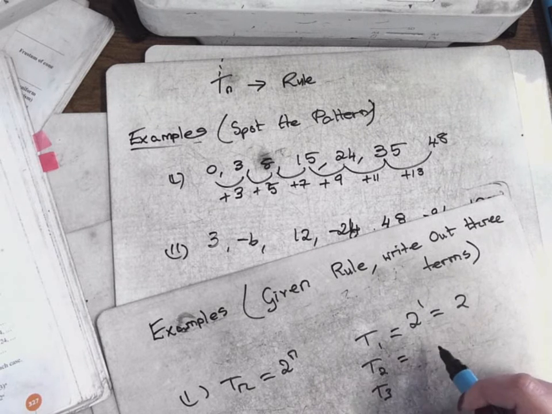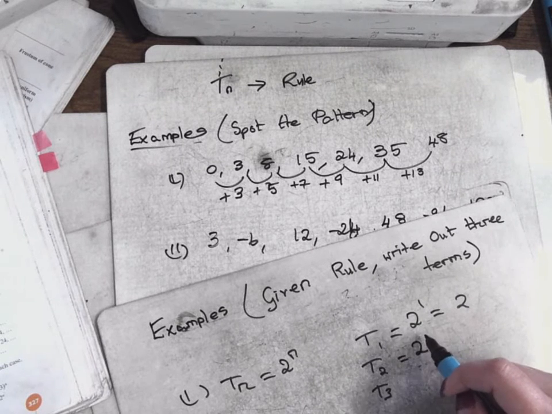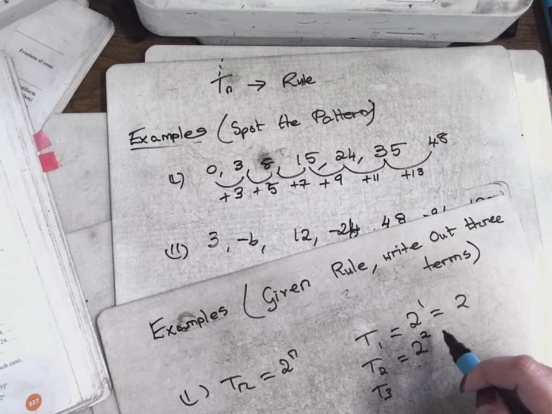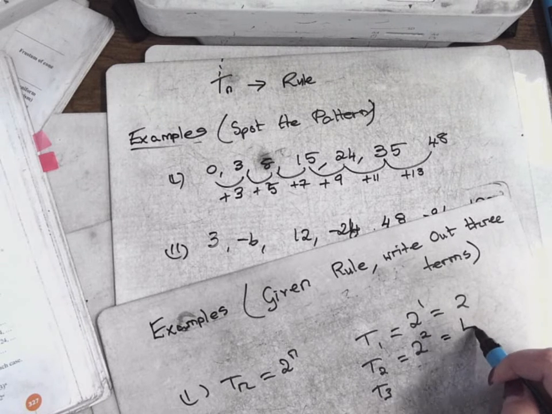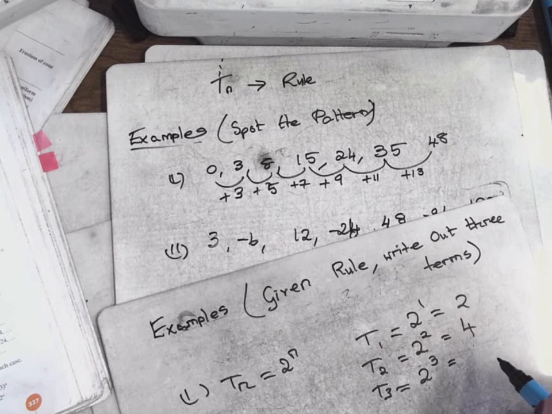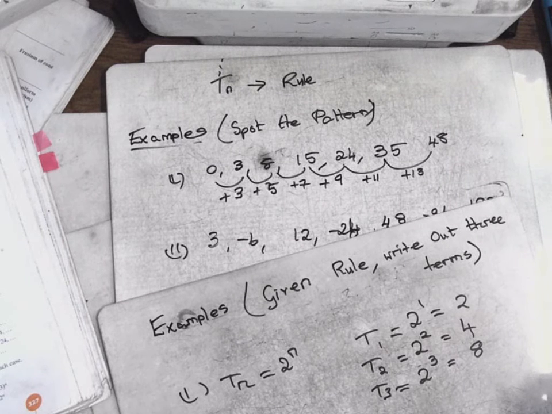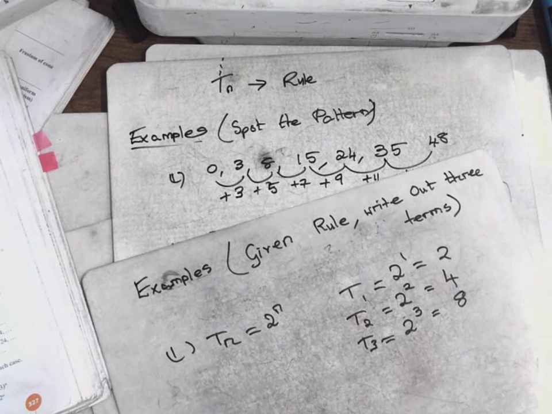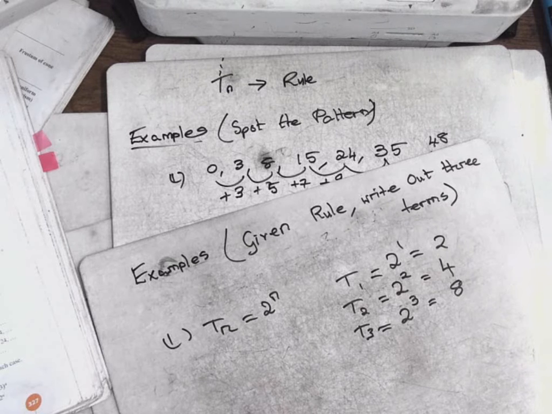Term number 2 would be 2 to the power of 2, which would be 4. And the next one is 2 to the power of 3, which would be 2 by 2 by 2, which is 8. Then 2 to the power of 4 would be 16. 2 to the power of 5 would be 32, etc. Is that right? Okay, that's one example.